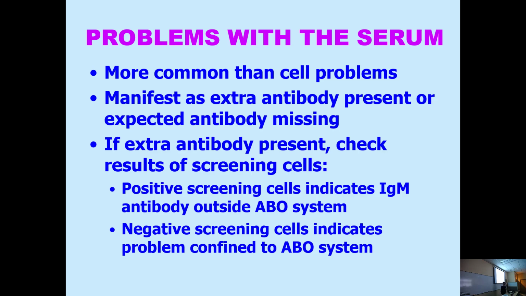If an extra antibody is present, you're going to check the screen cells. Okay? Because if the extra antibody is there and your screen cells are positive, it's probably one of those other antigens on the red cell. It's probably not that problem. So it's outside the ABO. If the screen cells are negative, now we're looking at something that probably is in the ABO.